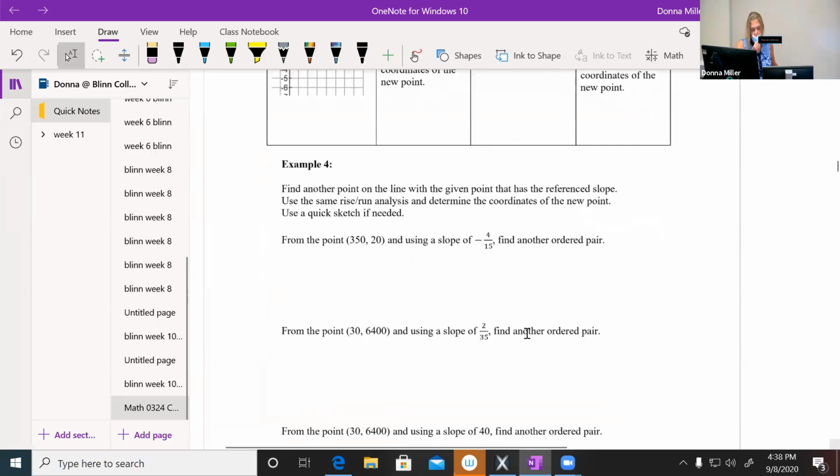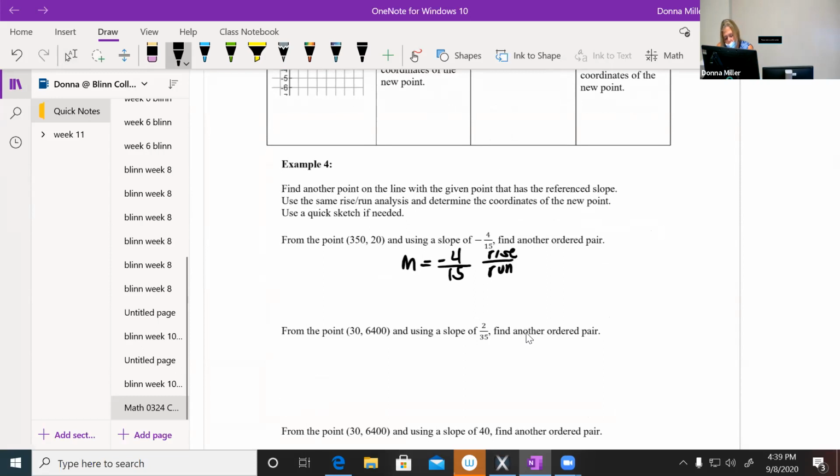Okay, now, what do I do if it's a point like (350, 20)? How excited are you about graphing that? I'm using a slope of -4 over 15. Would you be excited about graphing that? No, you don't have to, okay? If you understand it's rise over run, that means, if the slope is -4 over 15, think of it this way. This is rise over run.